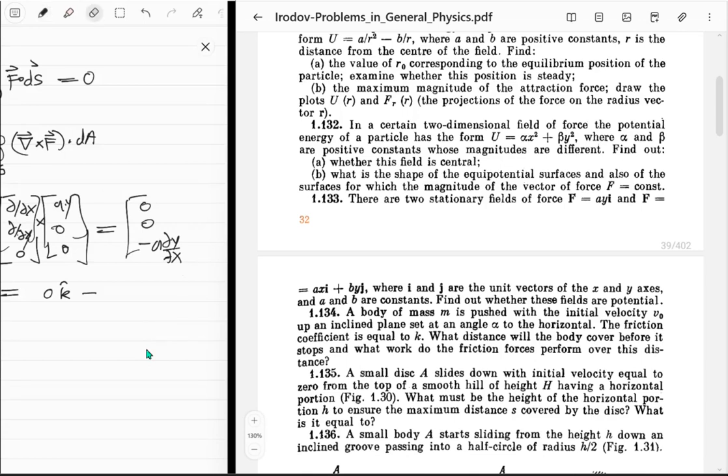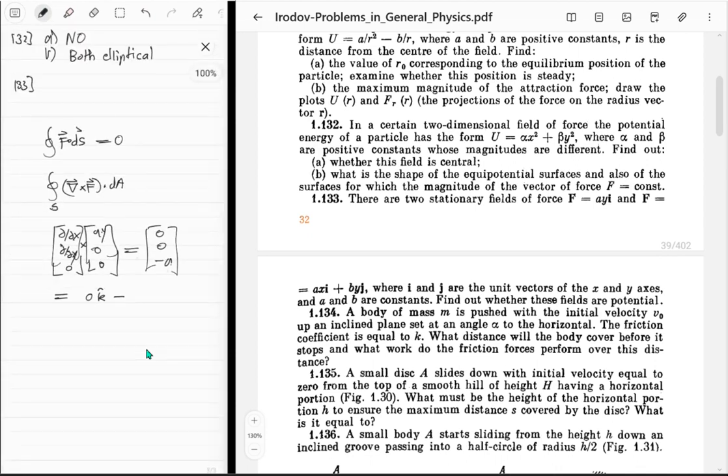Oh, sorry, it's partial y. What am I doing? So it's just a minus a. And yeah, this curl is not 0 all of the time, because a and b are constants, not necessarily zeros. So this probably is not conservative. And using the same logic, we can say this might also not be 0.